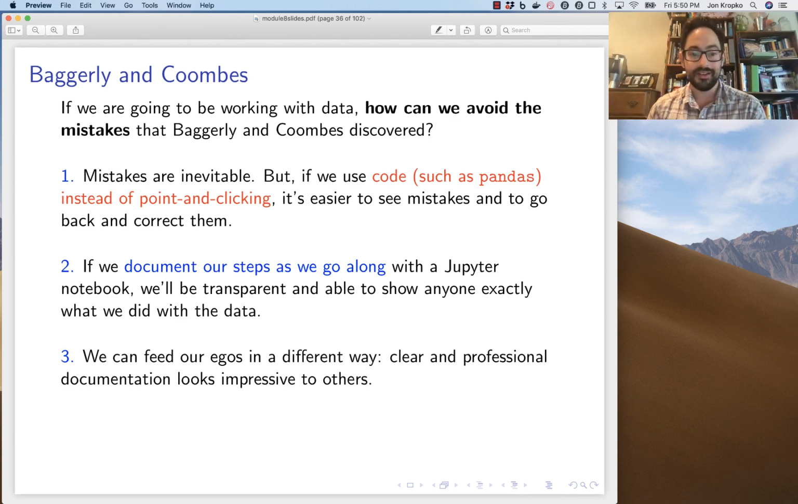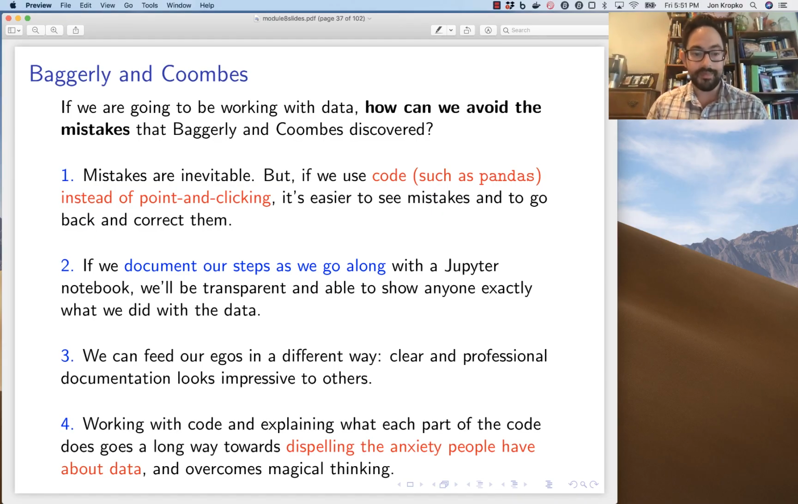And then we can feed our egos in a different way, right? If we have a really nice notebook that describes all these steps and just shows that we're being really careful and professional about it, I think that's pretty impressive itself. Jupyter Notebooks can create a really nice portfolio piece. And explaining ourselves as we go along, that goes a long way towards dispelling the anxiety that people have about data, and so we're not going to have that sort of magical thinking.